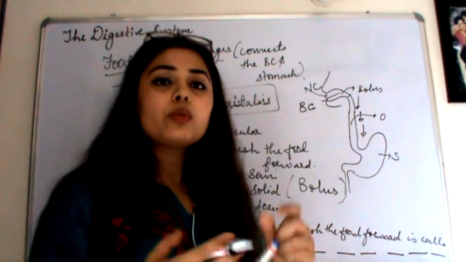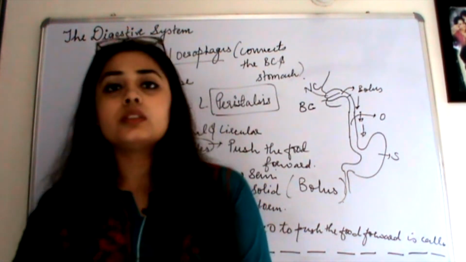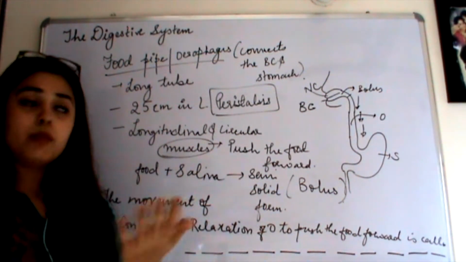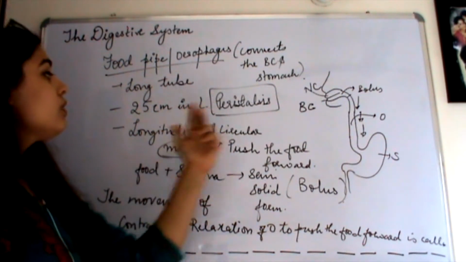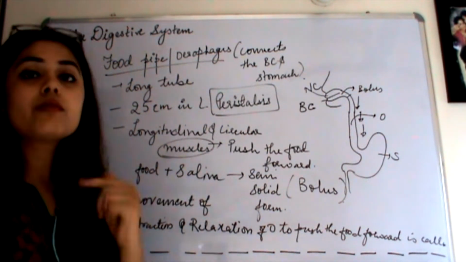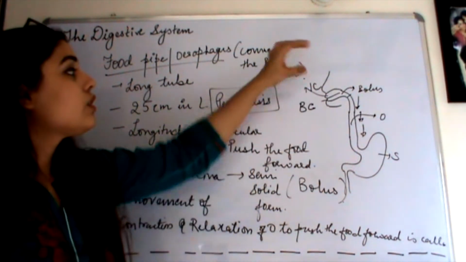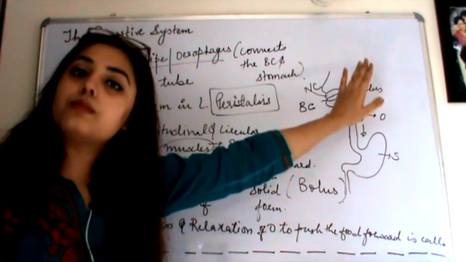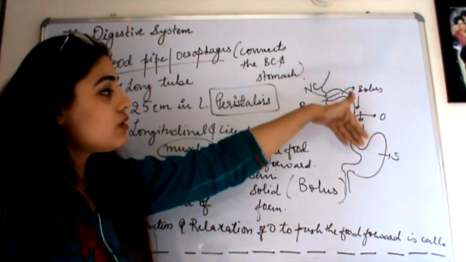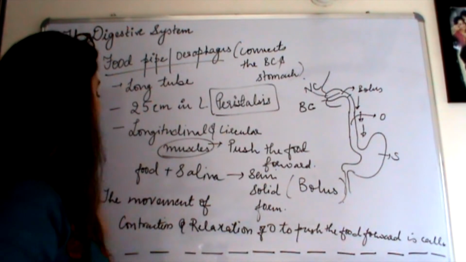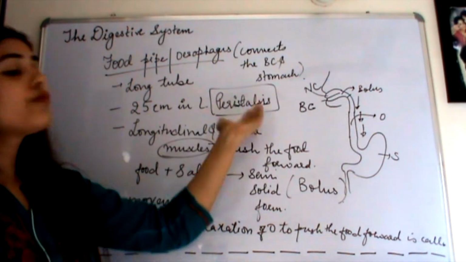So these are the two important facts that we have to learn. What is the first one? That it is a long structure. What is it made up of? It is made up of longitudinal and circular muscles. What is the function of the muscles? Pushing the food forward so that the food, which is now called bolus, can move to the esophagus and then to the stomach. Understood? So now what will happen? What is the movement known as?